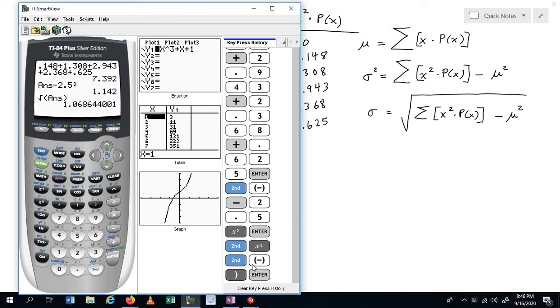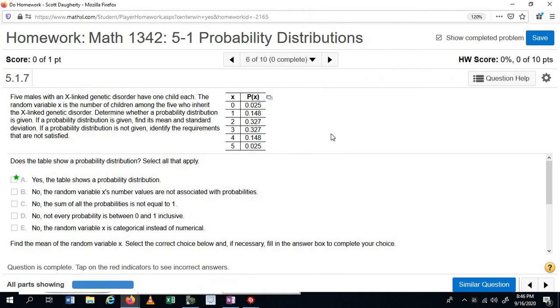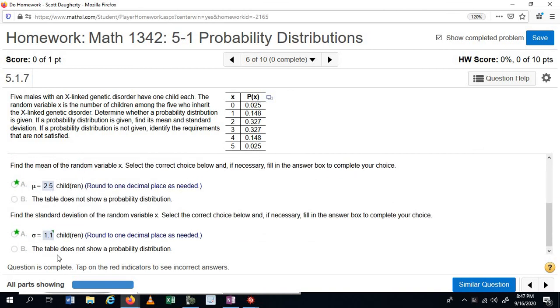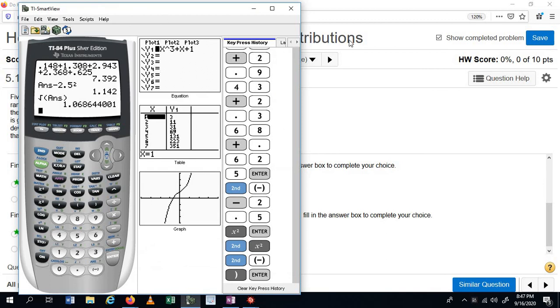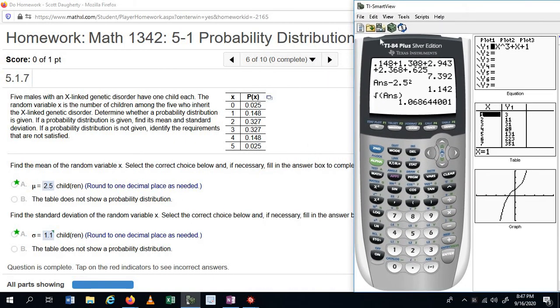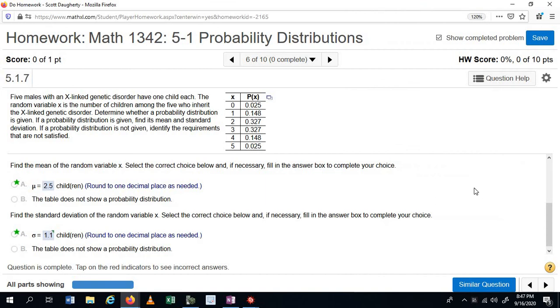Okay, let's just go back and check and see if we got the correct answers here. So the mean was 2.5, and then the standard deviation rounded to 1 decimal place. Now they want us to round it to 1 decimal, so if you round this to 1 decimal place, it would round off to 1.1. Okay, and so that's the standard deviation of the probability distribution. Okay, so that's how you work out this problem.